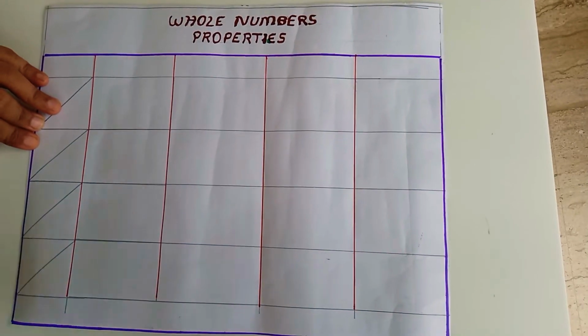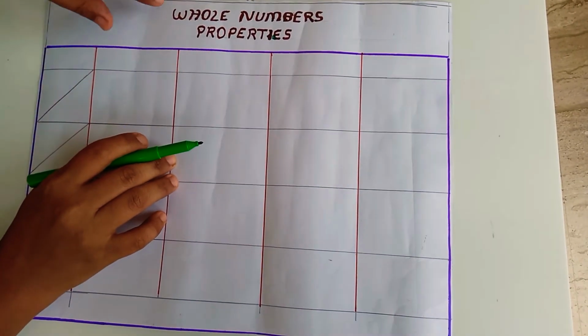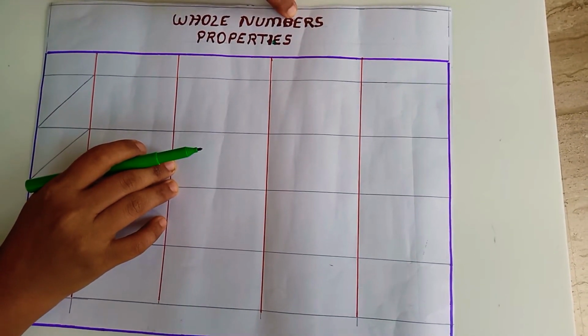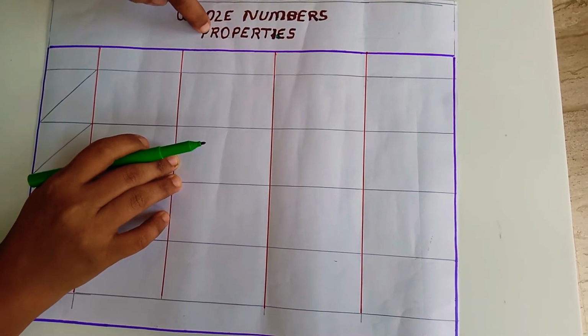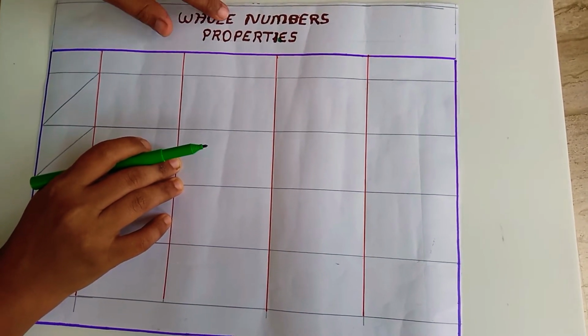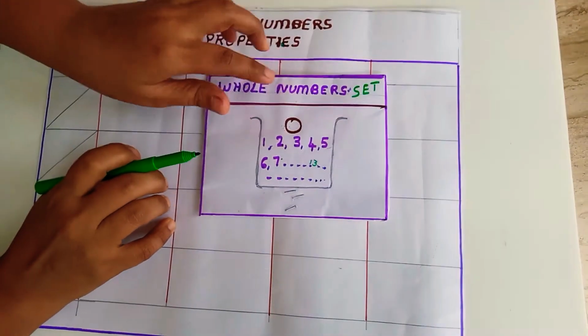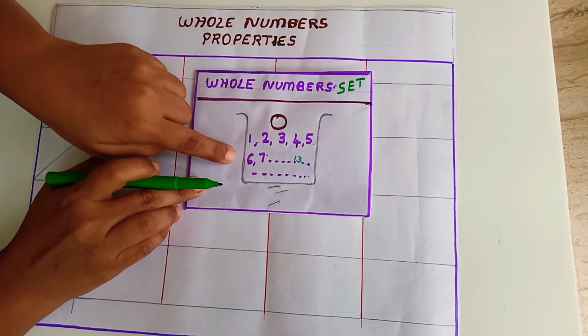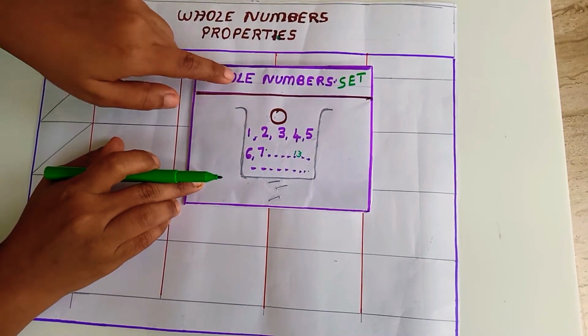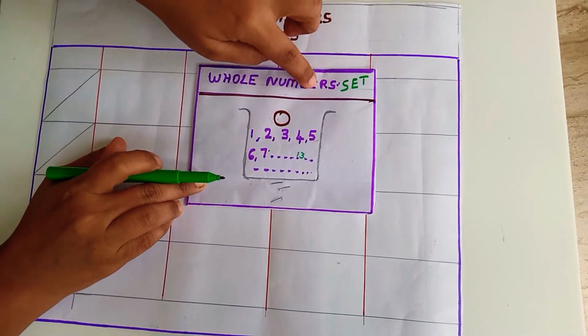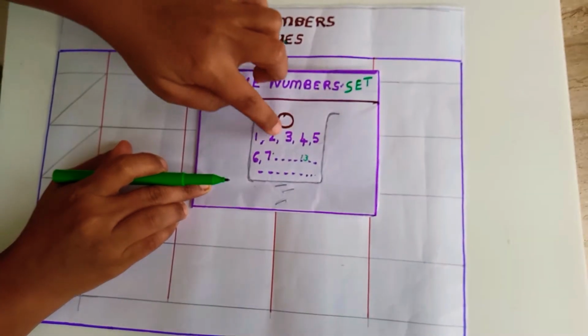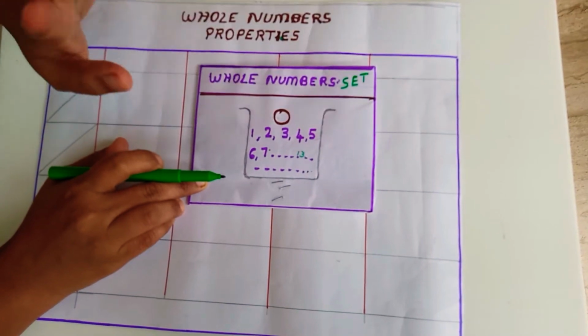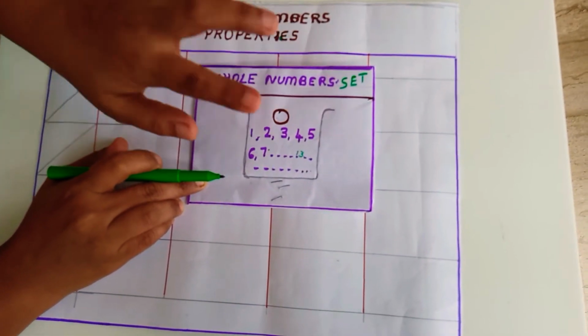Kids, in this class, we are going to discuss whole numbers and their properties. We already know what whole numbers are. See, this is our whole number basket. We will call it the whole number set. The whole number set contains 0, 1, 2, 3, 4, etc. Many numbers are there in this set.